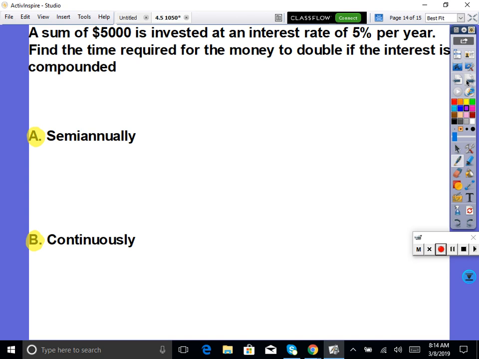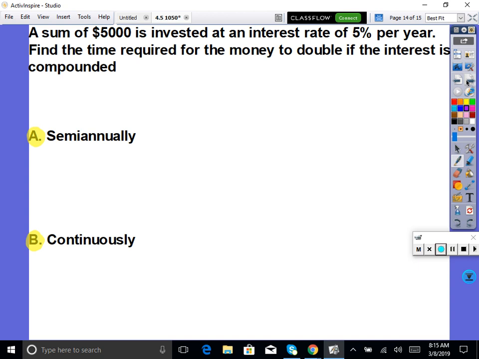All right, last thing to note here. It says the sum of $5,000 is invested at a rate of 5% per year. Find the time required for the money to double if the interest is compounded semi-annually and continuously. Now, you have to remember for interest, there are two formulas. You're going to have to keep those memorized for this next test.